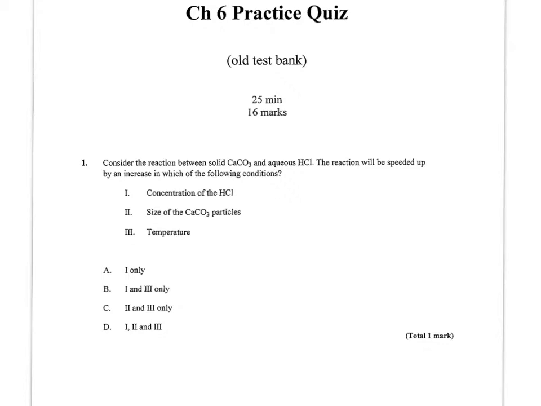So number 1 says, consider the reaction between solid calcium carbonate and aqueous HCl. And it says the reaction will be speeded up by an increase in which of the following conditions. So 1 says the concentration of HCl. So that would speed it up because increasing the concentration means you're going to have more particles in the same space.